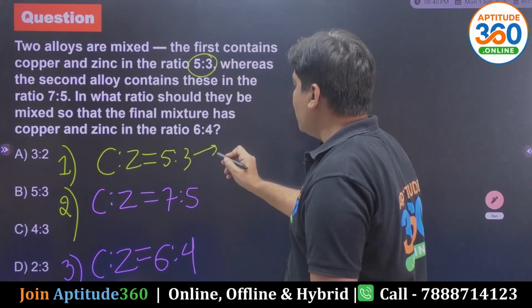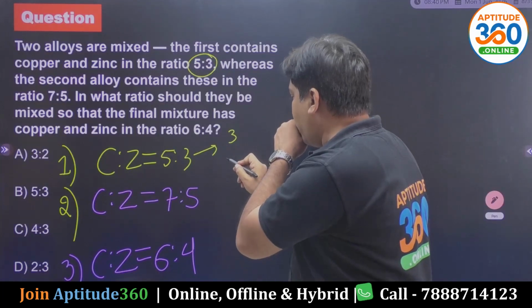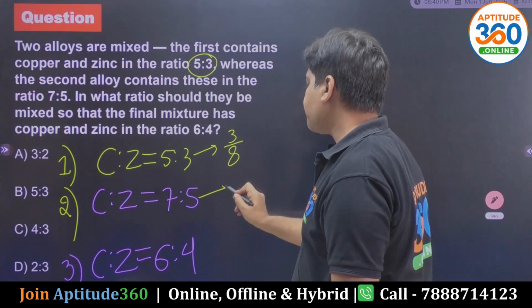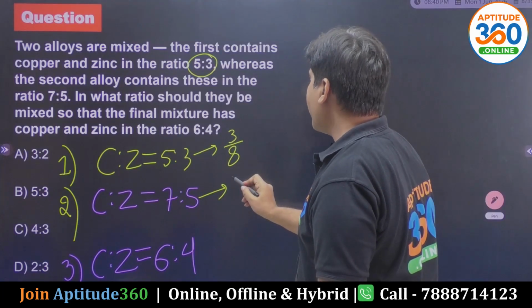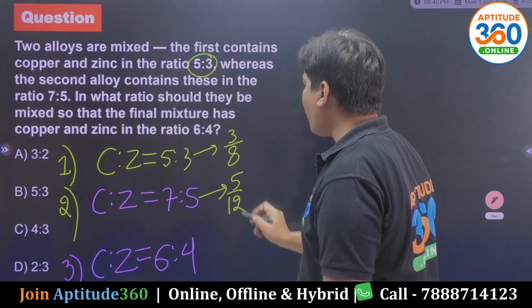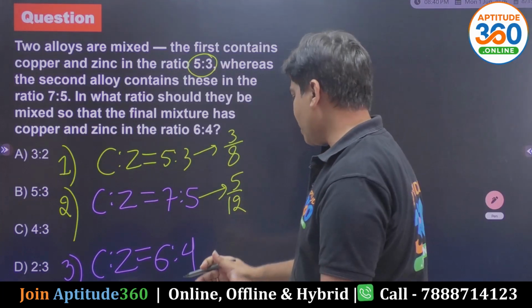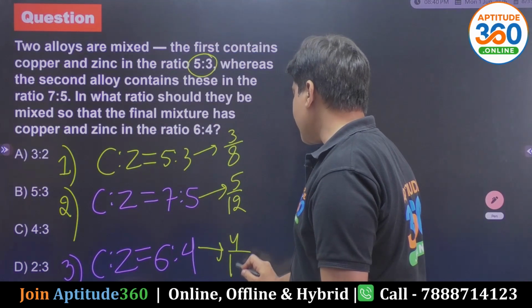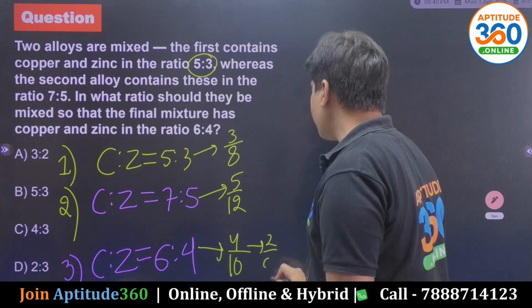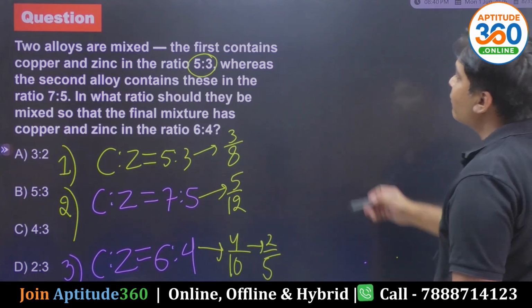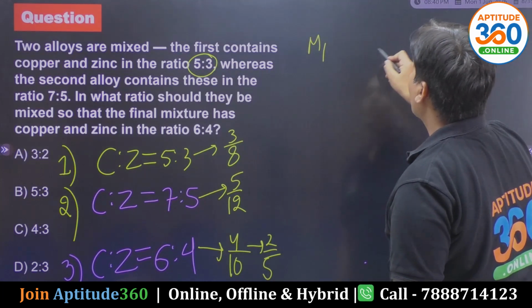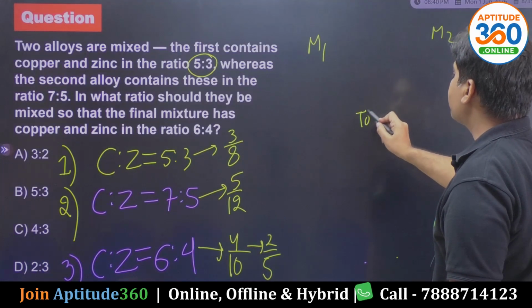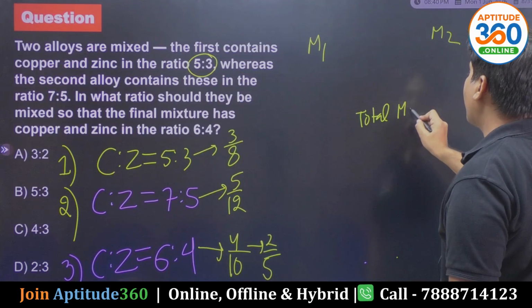Zinc, sorry, my bad, is 3/8 of the total. Zinc over here is 5/12 of the total. How am I getting the denominator? Sum of these two. And over here it is going to be 4 divided by 4 plus 6, which is 10, which is 2/5 of the total. Are you getting that? So I have got mixture 1, mixture 2, and then again the total mixture.